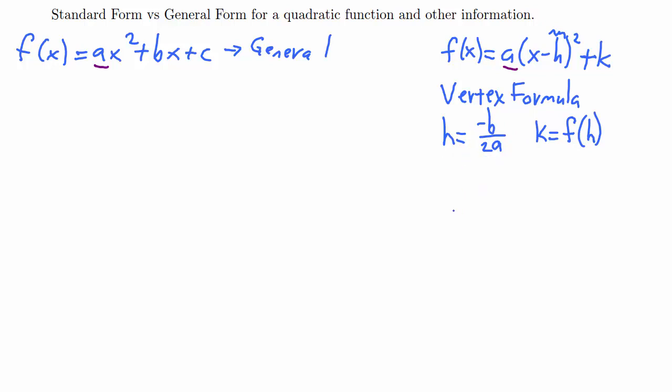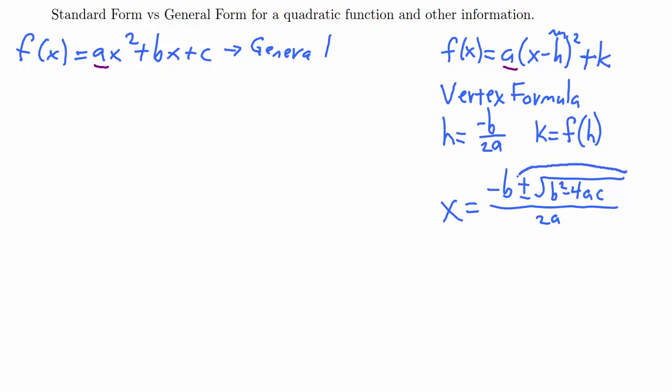And actually, you already know this if you remember the quadratic formula. The quadratic formula is negative b plus or minus the square root of b squared minus 4ac all over 2a. Now, notice that if the discriminant is 0, all of that goes away. And what that leaves me with is negative b over 2a. So effectively, the vertex formula is the quadratic formula, just without the discriminant. Or in other words, when the discriminant is equal to 0.